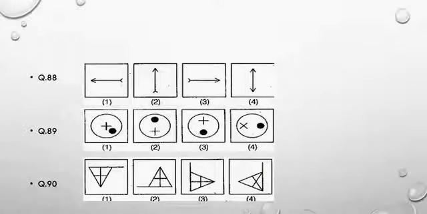Question number 88, there are 4 options given. In option 1 there is an arrow, in option 2 there is a perfect arrow, in option 3 also there is a perfect arrow, but in case of option 4 the arrow is not perfect, it has got pointers on both the sides. So option 4 is the answer for question number 88.